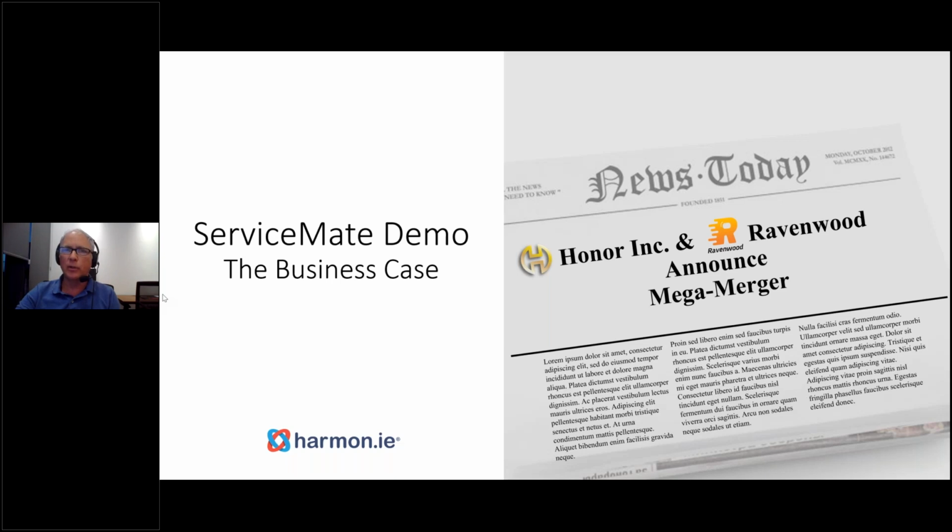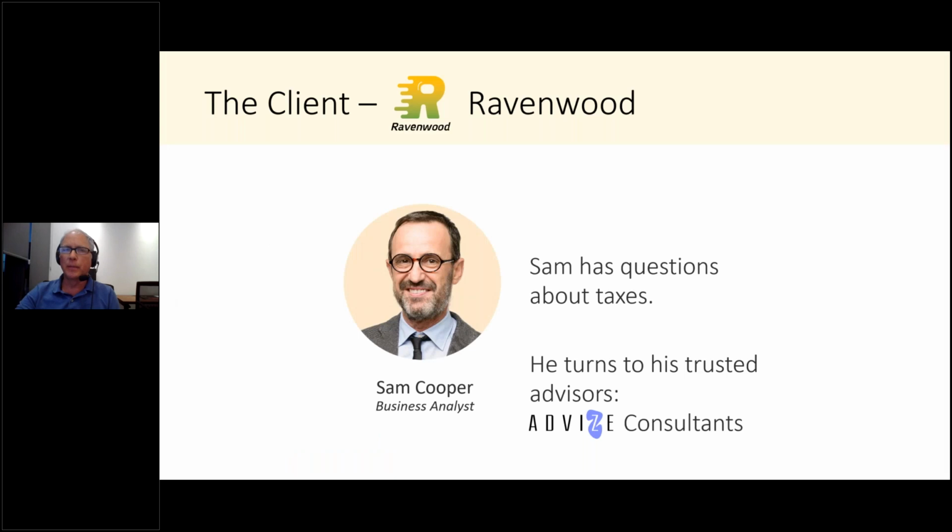There's a lot of work that has to be done in order to get the merger through. So the client is Ravenwood. This is our man, Sam Cooper. He's a business analyst, and he's got questions about taxes. You know, how is this deal going to be put together in such a way that the company can minimize taxes, understand the different aspects, how the deal should be structured. So he turns to his trusted advisors, advised consultants. These are the experts with whom he's going to get this information about the merger.